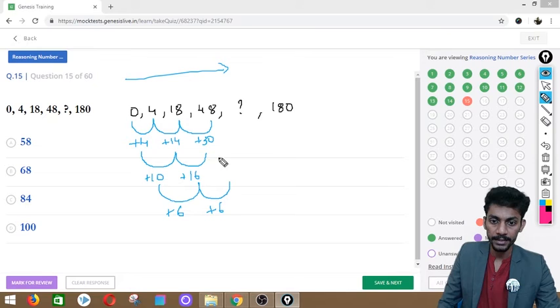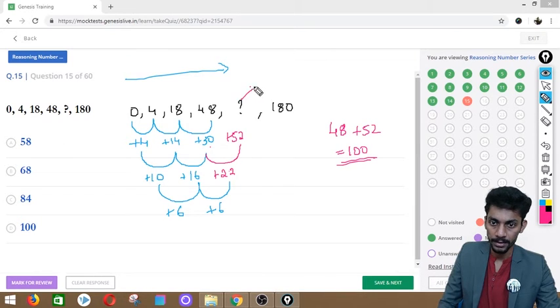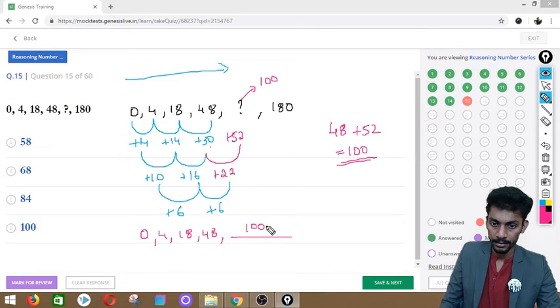Correct? So what is 16 plus 6? It is 22. So what is 30 plus 22? 30 plus 22 is 52. So we need to add 48 with 52. How much will we get? We will get 100. Okay, so the question mark is 100. What is our series? The series is 0, 4, 18, 48, question mark is 100. The last part is 180.